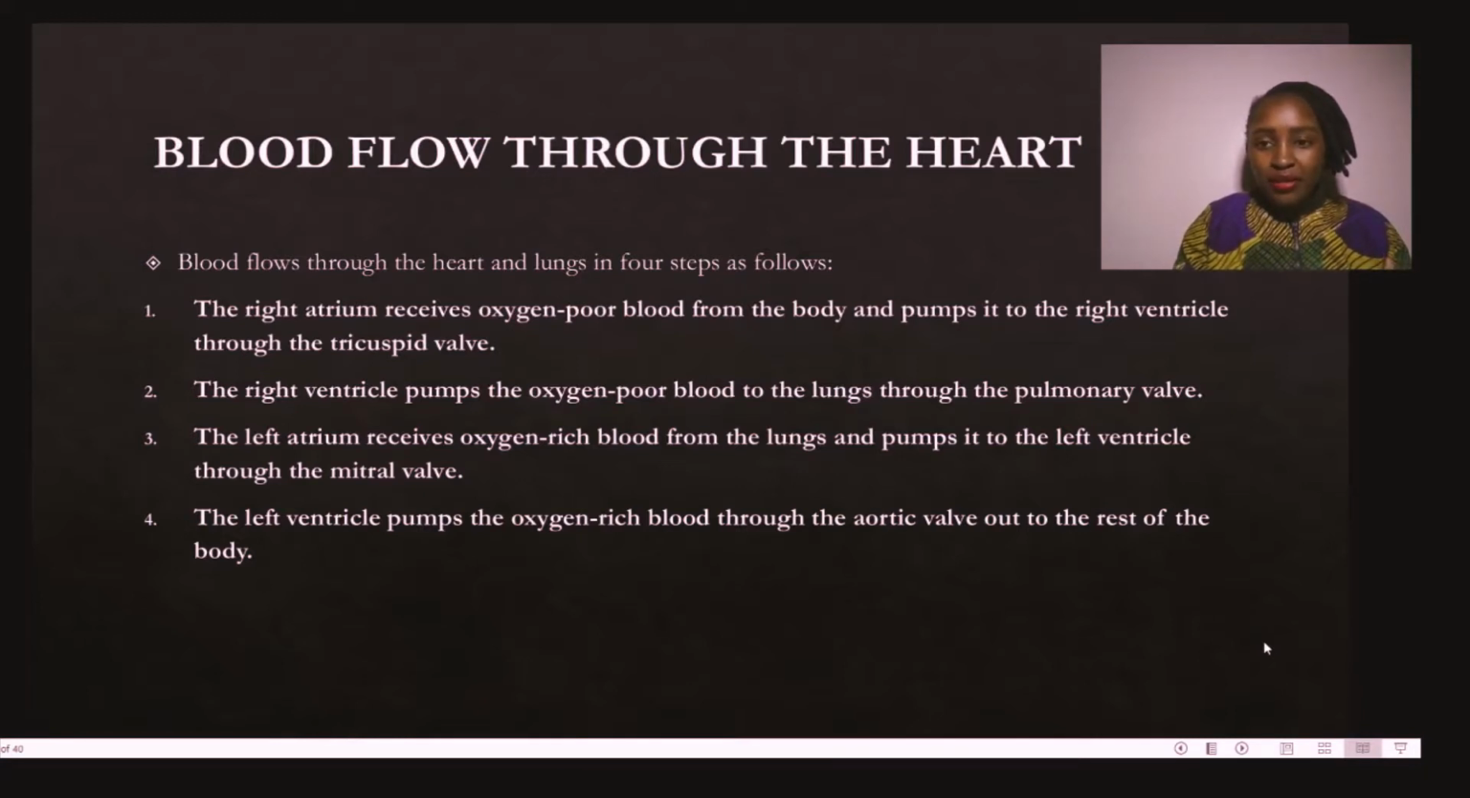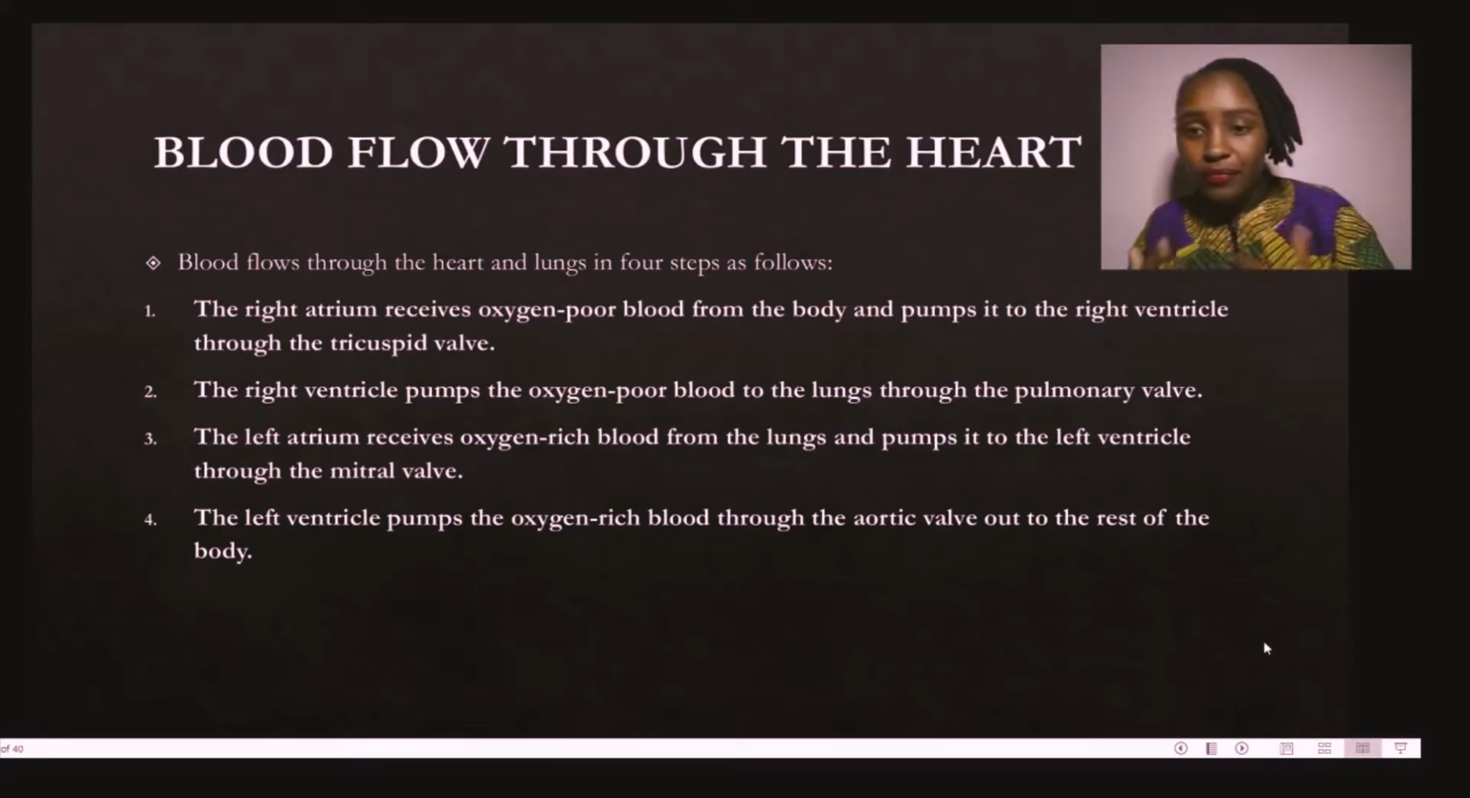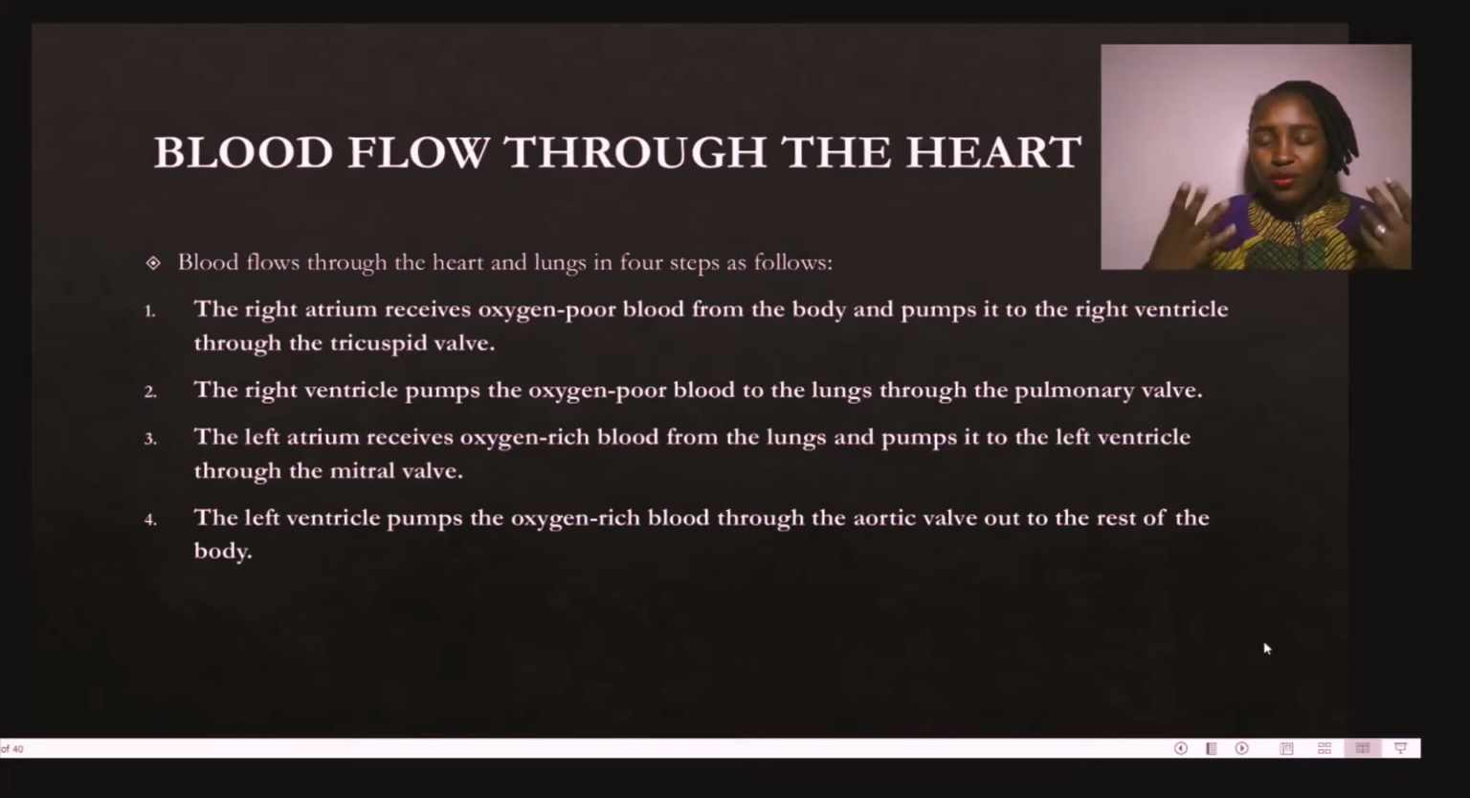And when this is happening, that is when you hear the first heart sound, and that is lub. So the lub comes from the tricuspid and bicuspid valves closing. Once blood goes into the right ventricle, it pumps the oxygen poor blood to the lung through the pulmonary valve. So again, this is where we get the second heart sound, which is dub. So we know we have two normal heart sounds, and the one is lub and the other one is dub. So lub, dub, lub, dub. That is how the heart sounds will synchronize and will flow always and will sound.